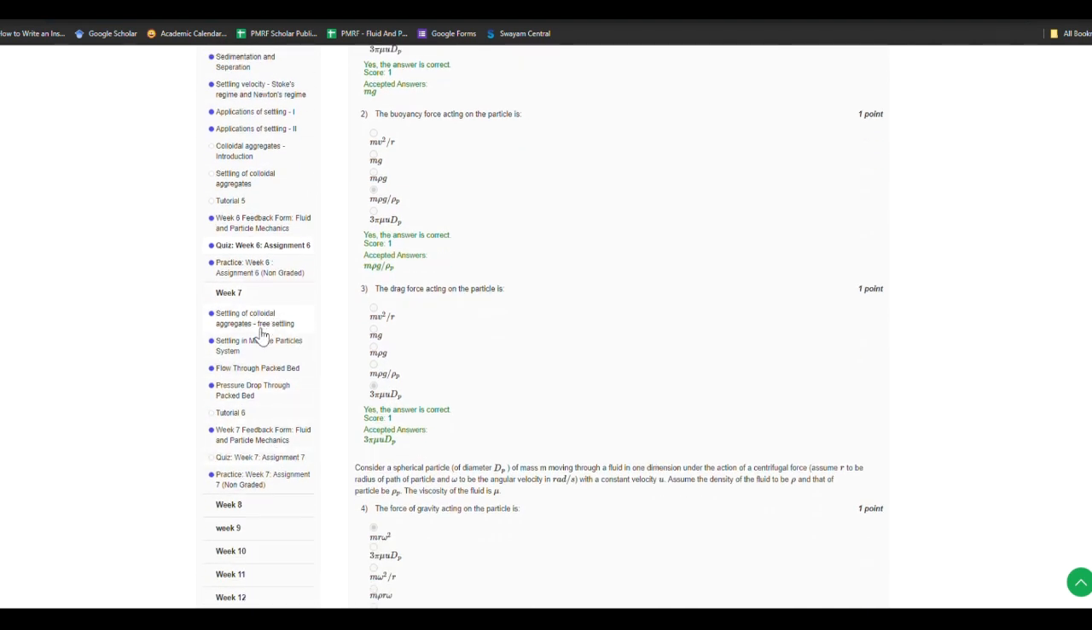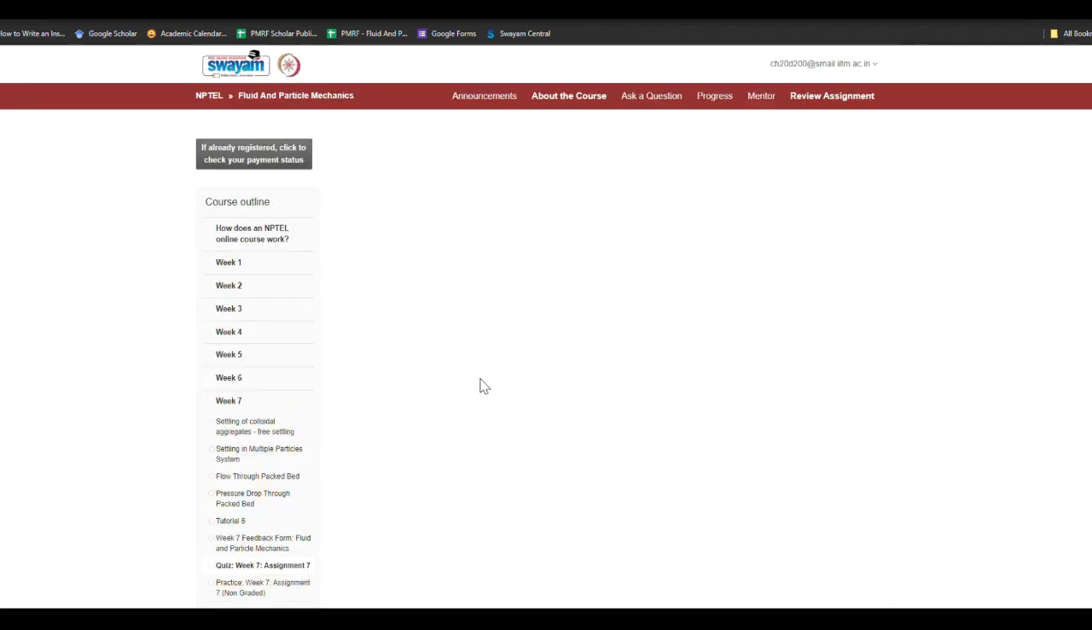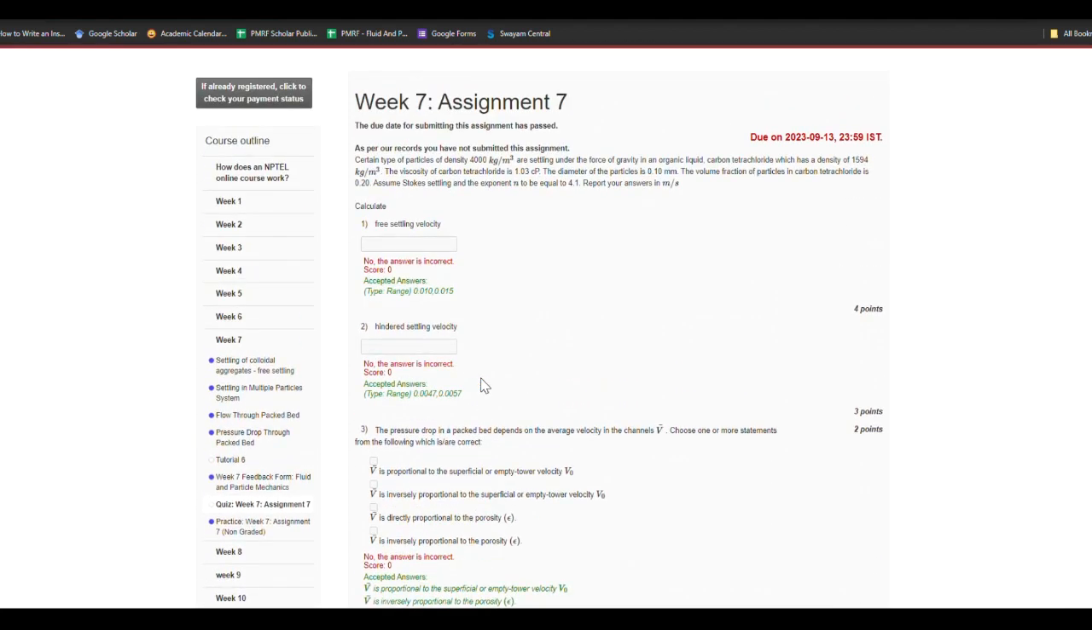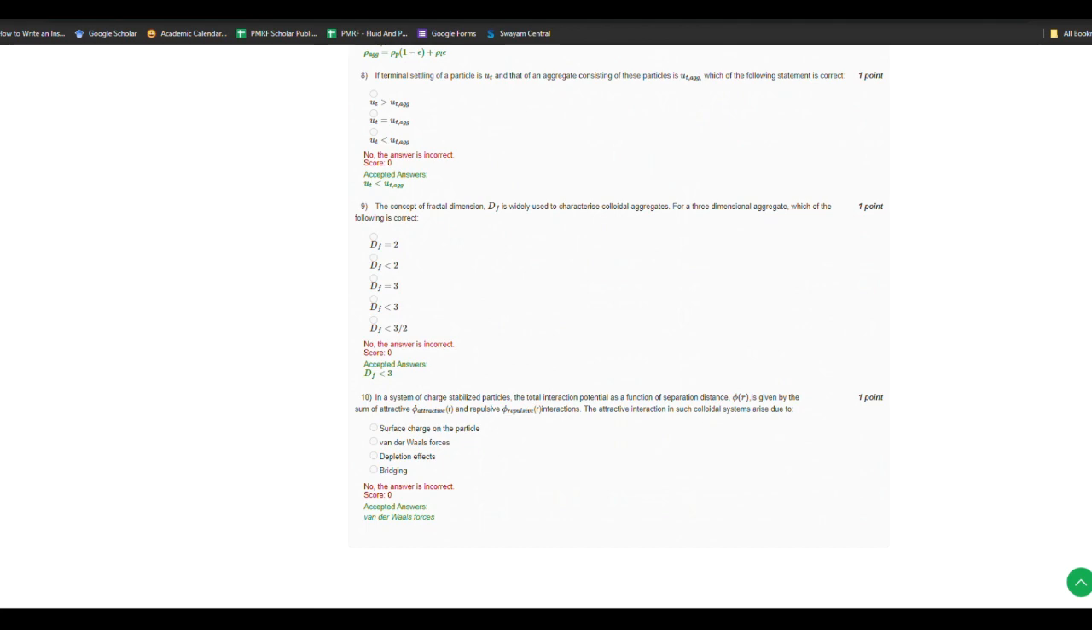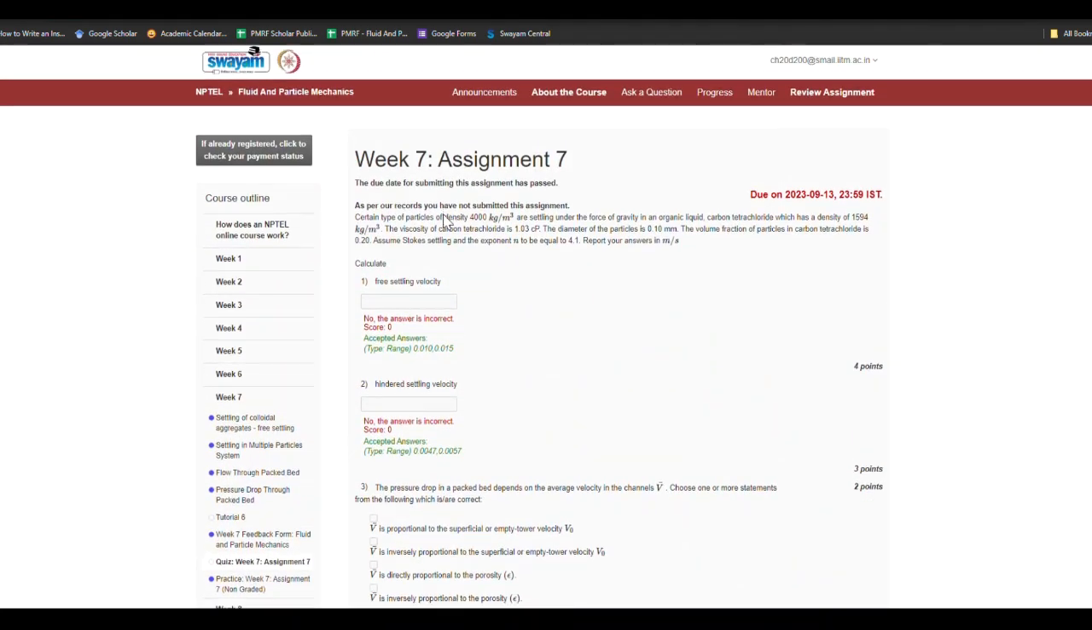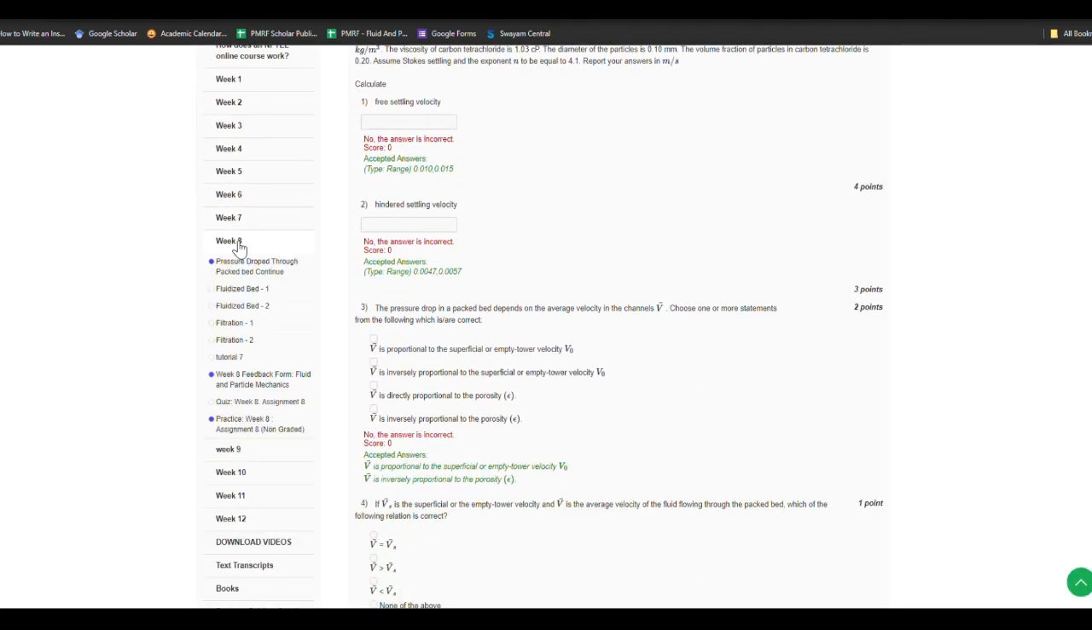In week 7, we still continued with colloidal free settling and the hindered settling velocity. After that, we went through the flow through a packed bed and the pressure drop associated with it, where we discussed the Ergun equation, the Kozeny-Carman equation, and the Burke-Plummer equation in great detail in this week.